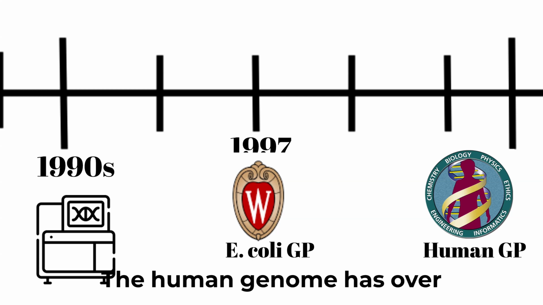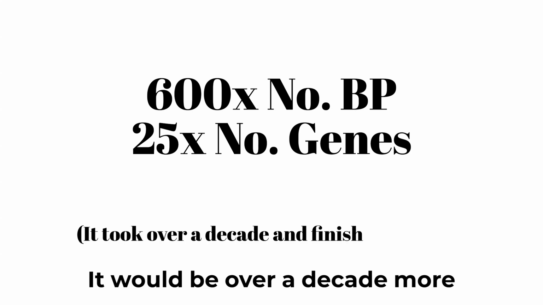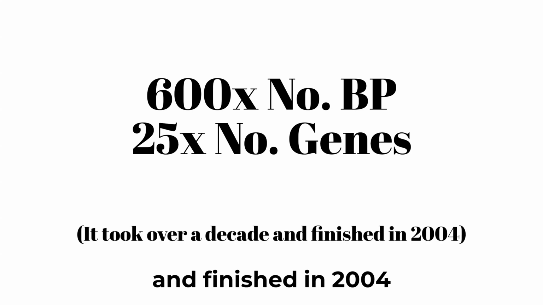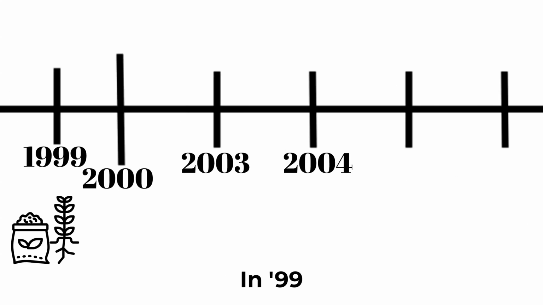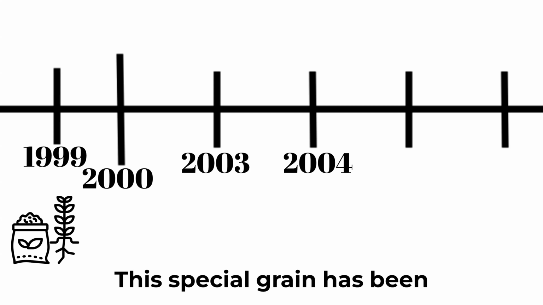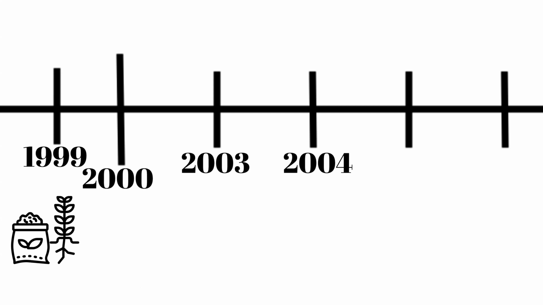The human genome has over 600 times the base pairs and over 25 times the genes of E. coli. It would be over a decade more and finished in 2004, unlocking the door for the easier study of human genetics. In 1999, Golden Rice was released. This special grain has been modified to include genes from carrots to produce extra vitamins for areas facing malnutrition.